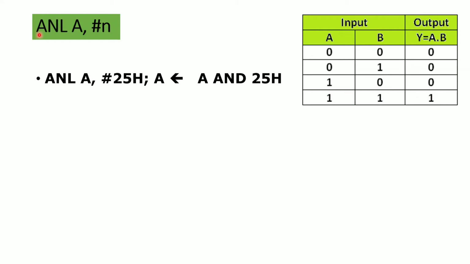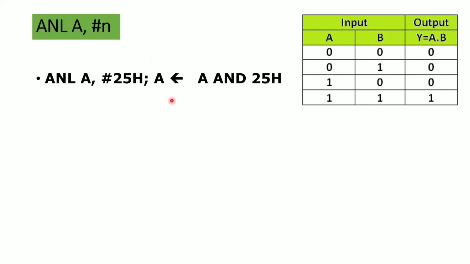Now see here, this instruction ANL. It is not AND, it is actually ANL. So ANL represents the AND operation. ANL A comma hash n. If you have been paying attention to the previous lectures of my classes, you will know that whenever you put a hash in front of any number, that becomes your data. If there is no hash, that becomes your address. ANL A, #25H. That means I am, sorry, not adding, doing an AND operation between A and 25, and storing the result in the A register.